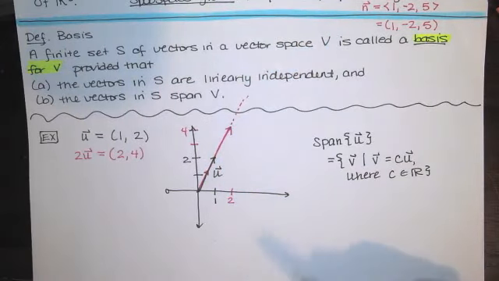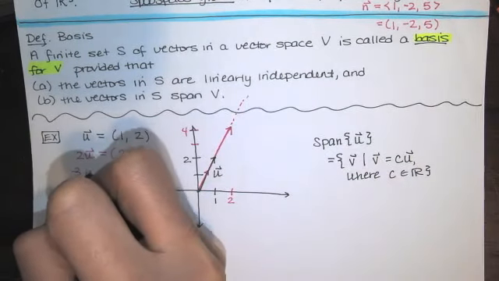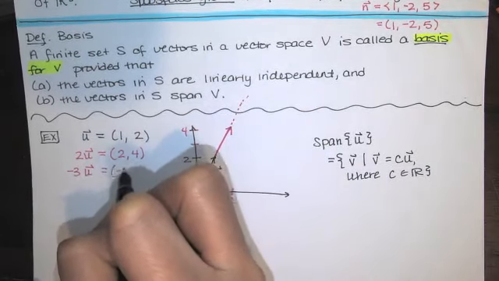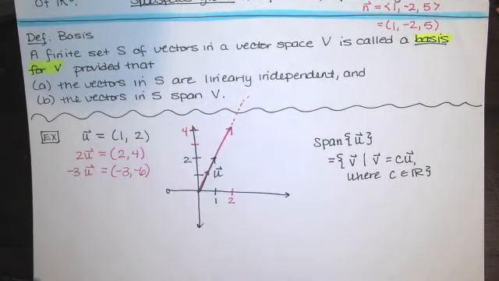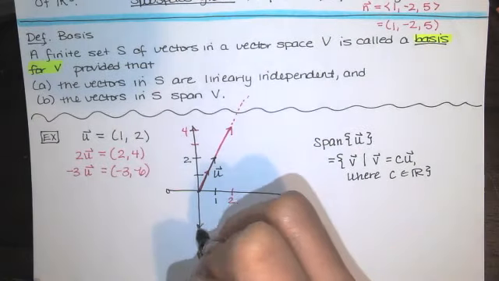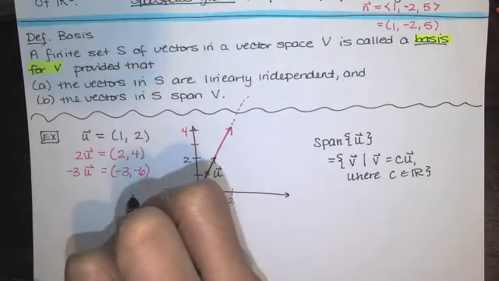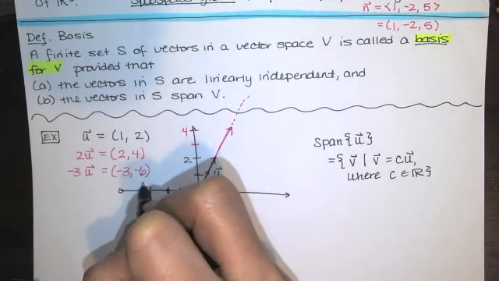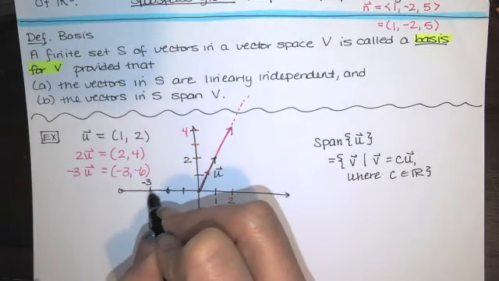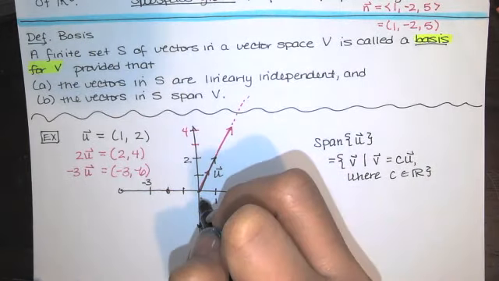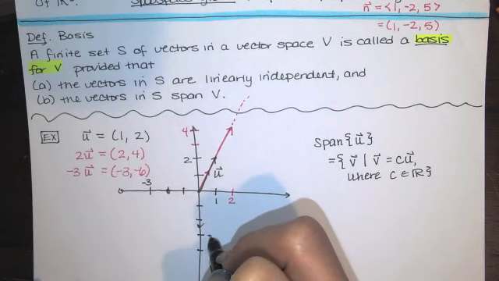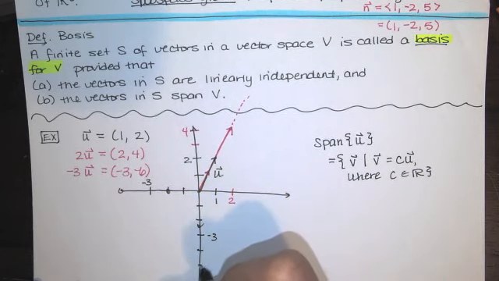Now, if c happens to be negative, let's say that c was -3. Well, then I would multiply each of the components of u by -3, and I would get this vector, -3, -6. To sketch that, I'll start at the origin. I'll go -3 units in the x direction and then -6 units in the y direction. I'm going to try to make my scale pretty consistent, although it's difficult to do.